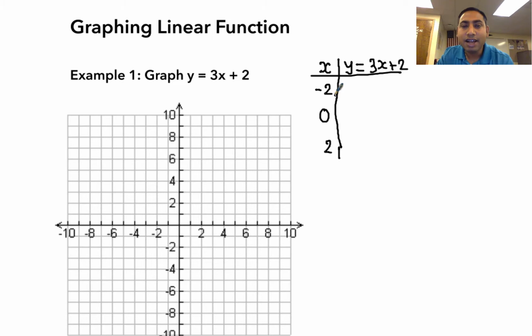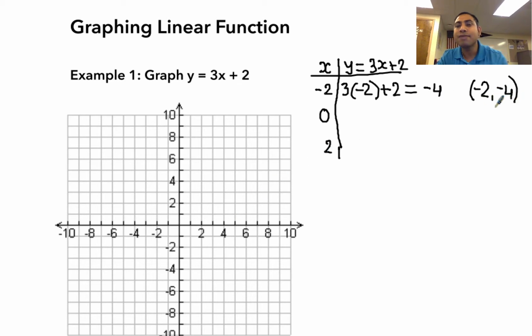Now to find the y value corresponding to the x value of negative 2, all we have to do is plug x into the function. So I plug in negative 2 for x: 3 times negative 2 plus 2. 3 times negative 2 is negative 6, plus 2 is negative 4. So this means that I've got this point, negative 2 comma negative 4, on the graph. This is the point I'm going to plot on the grid later on. Again, x value first and then the y value second.